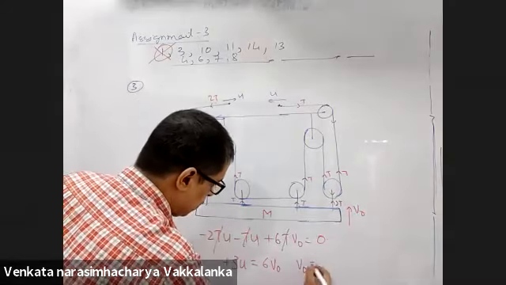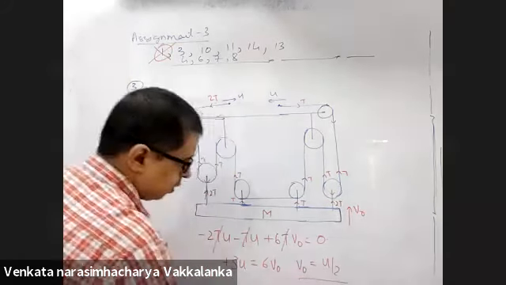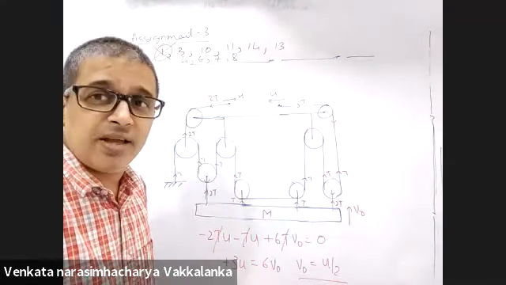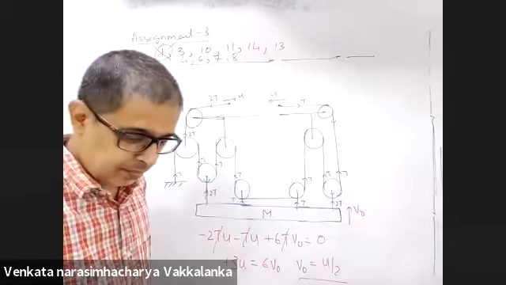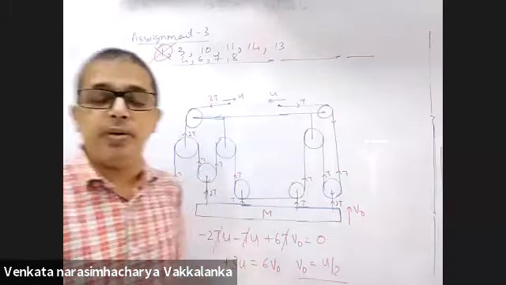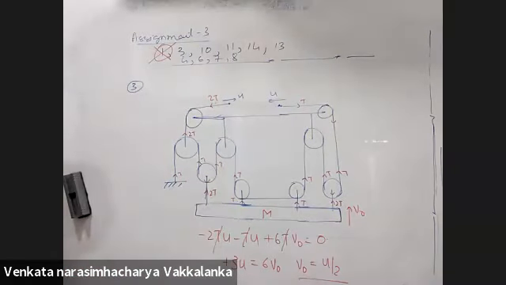Whose velocity are you asking? v naught is u by 2. Yes, sir. Who said the answer is not coming? Naveen. Upside down for 5 minutes. Take the video and send it to me by email. Okay.